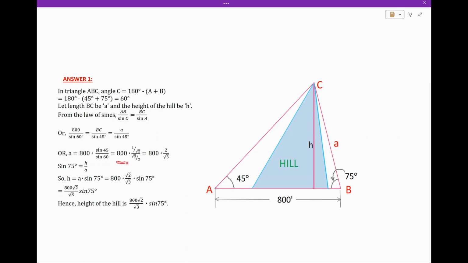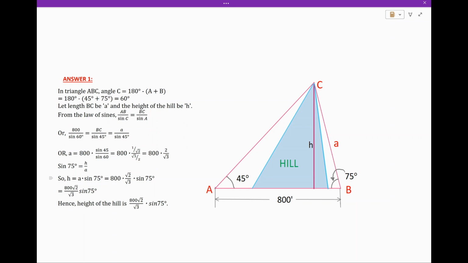and that is equal to, if we put in the values of sine 45 to be 1 by root 2 and sine 60 to be square root 3 by 2, then we get a is equal to 800 multiplied by 2 divided by square root of 3.